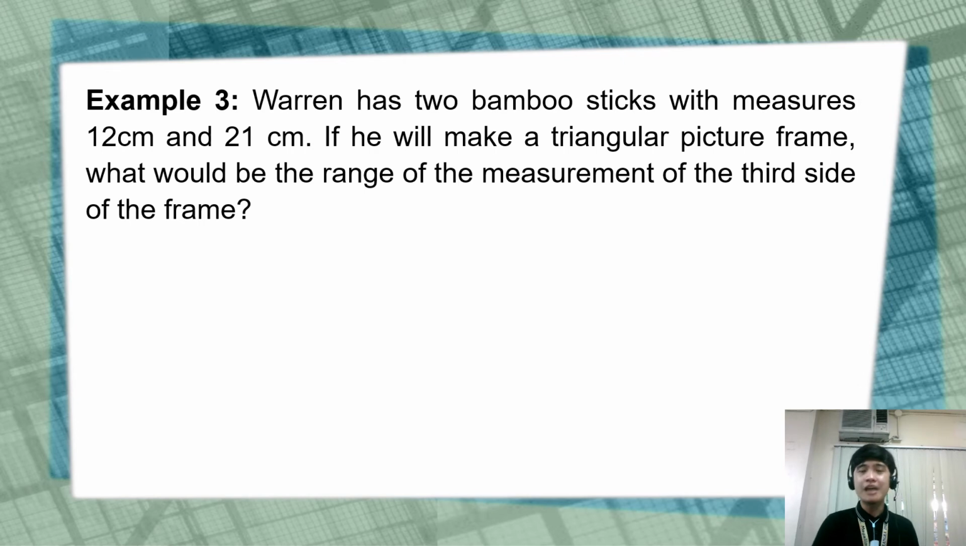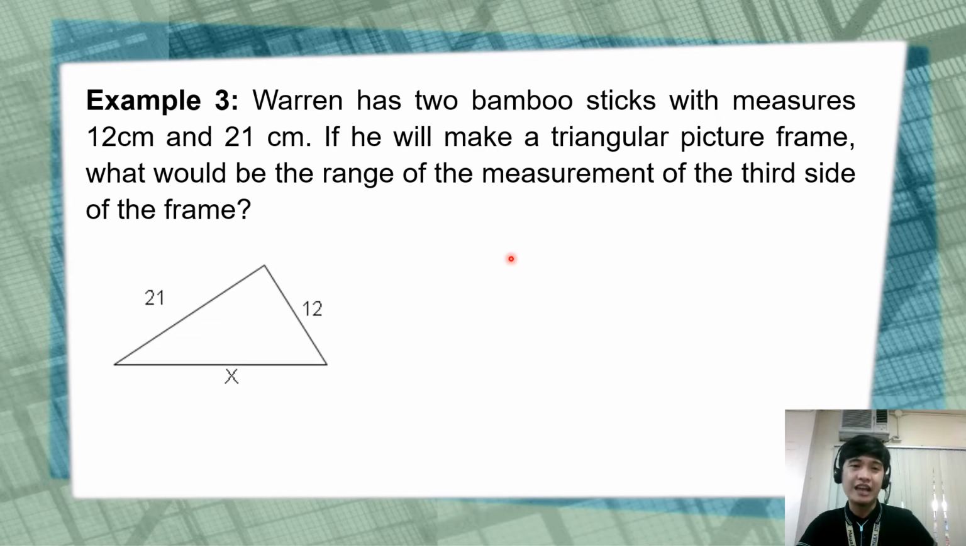Okay, so let's continue with example number 3. Again, still about triangle inequality theorem. Okay, so example number 3. Warren has 2 bamboo sticks with measures 12 cm and 21 cm, respectively. If he will make a triangular picture frame, what would be the range of the measurement of the third side of the frame? So para mas ma-picture out natin yung problem, gawa tayo ng illustration nung triangular picture frame na gustong gawin ni Warren doon sa example number 3.